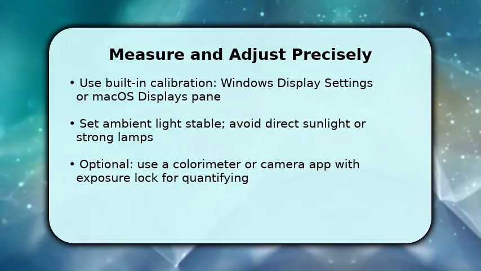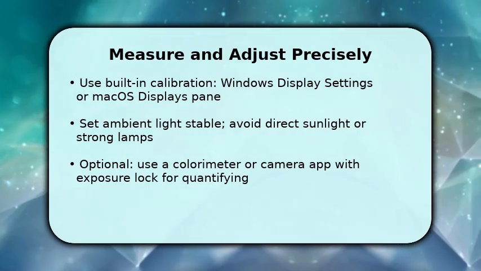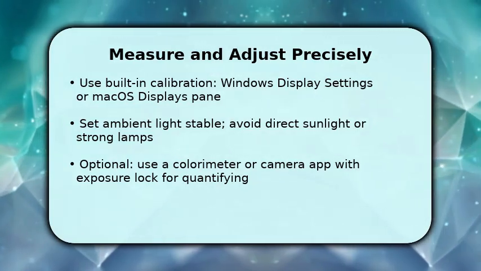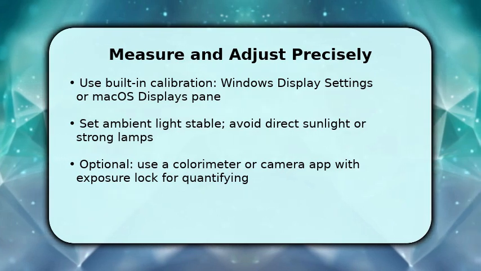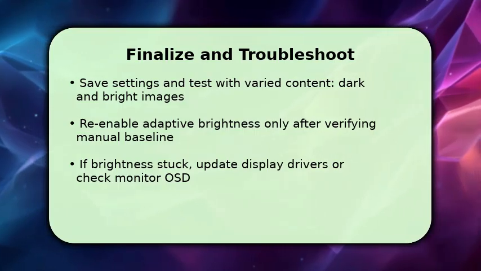If you need a quantitative result, use a colorimeter or a camera app with exposure lock to compare luminance. Once adjusted, lock settings and document the value for repeatability. Finish by confirming the setting works across real content and know what to do if it doesn't.